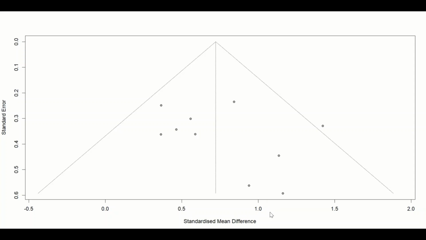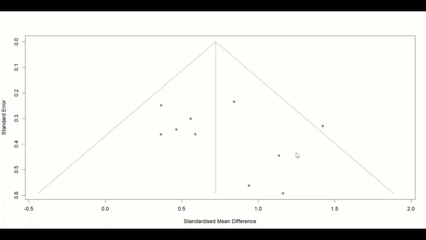On the x-axis is plotted the standardized mean difference for each individual separate study, represented by gray circles, and on the y-axis is the standard error, and the scatter plot is in the shape of a funnel, and the line in the middle represents the overall effect size, which is standardized mean difference, which is around 0.72.